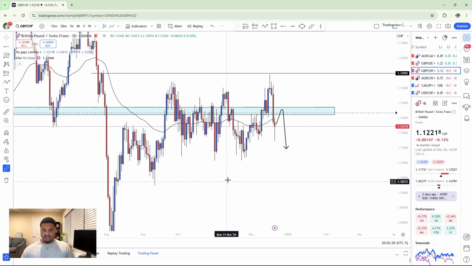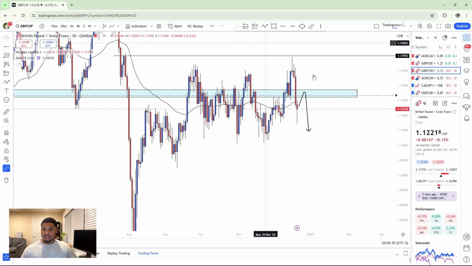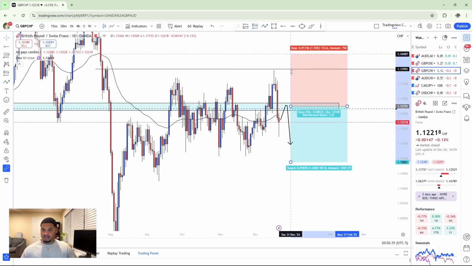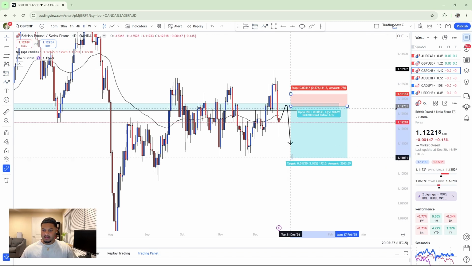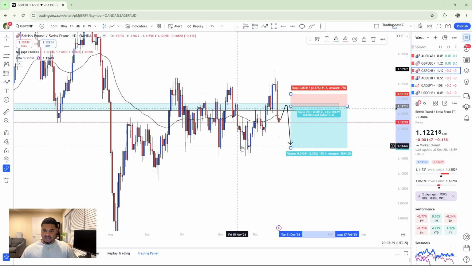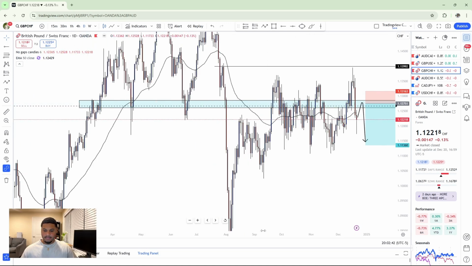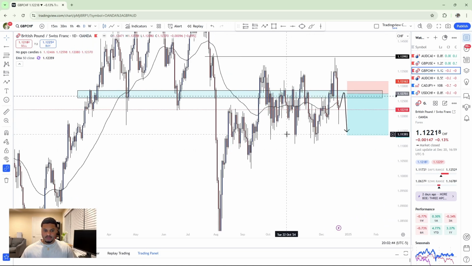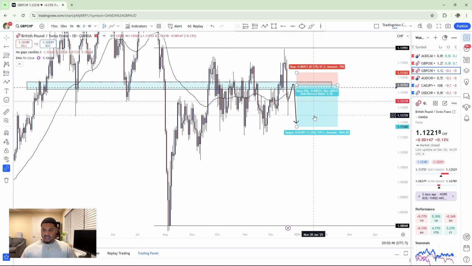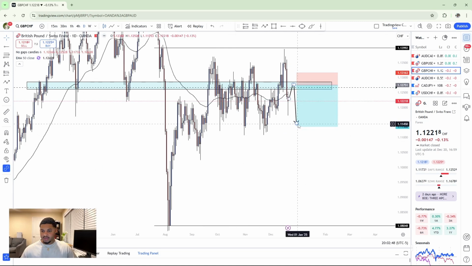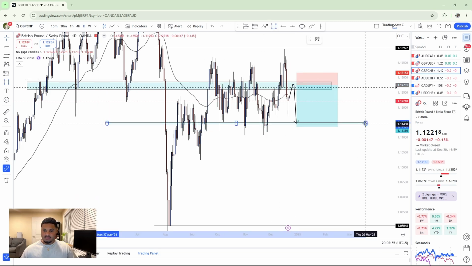Now, as far as targets, we could see price react from this area, right? Price could react from this area just because it has in the past. But if it doesn't and it shoots right through, then, I mean, this is already 1 to 3. But of course, it depends on where your stop loss is. But if price shoots under, then we could just look for price to retest it and then continue down, in my opinion.